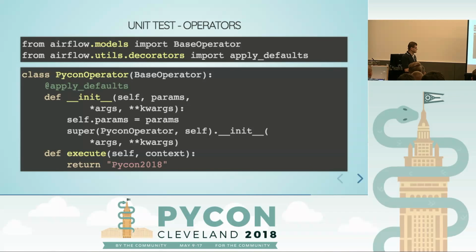So this is one of the things that was hard to figure out when doing custom operators, is the fact that you need this apply defaults here. After that, it's pretty straightforward. You just do this init method, you initialize it, and you obviously need to initialize where you're inheriting from, the base operator. Then, when you're actually running Airflow, when this task is going to be run, Airflow is going to call this execute command, and this will be the actual custom logic. In this case, it's very complicated. It returns this string PyCon 2018.